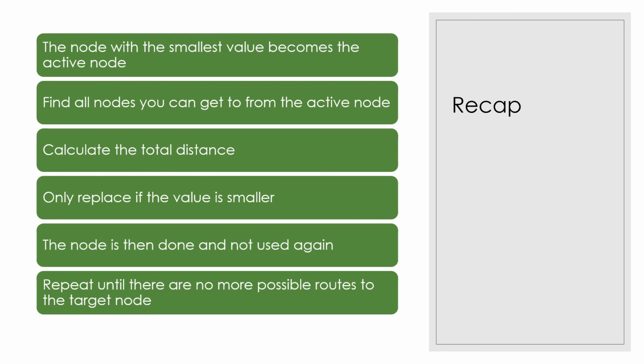Keep doing this until there are no more routes to the target node. And then whatever is in the table will, by definition, be the shortest route to the target node. And you've completed the task.